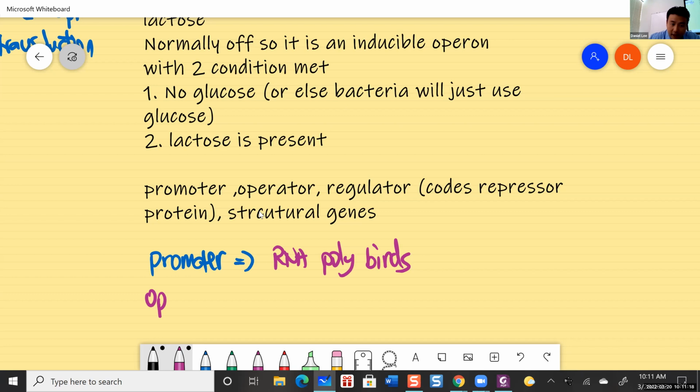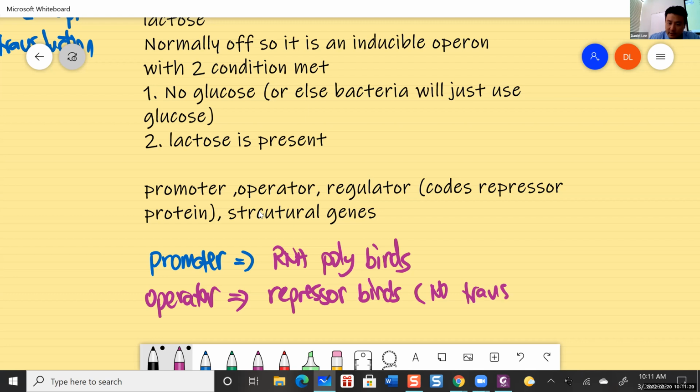Operator is the DNA where repressor binds. When repressor binds to operator, no transcription because RNA polymerase is blocked. Okay. All right. So with those two, and a regulator gene, you'll see probably, let's see.